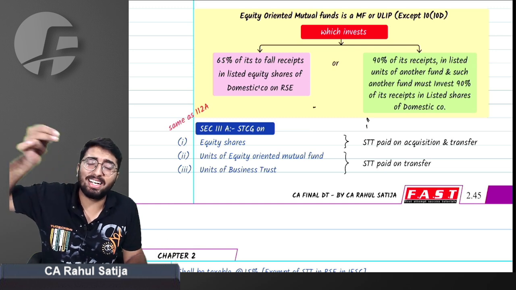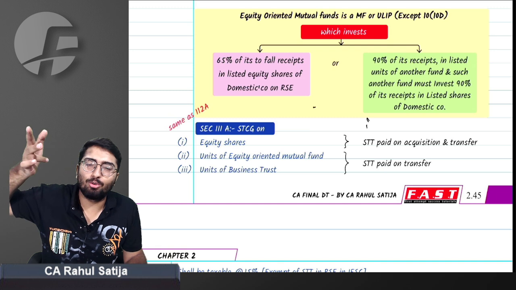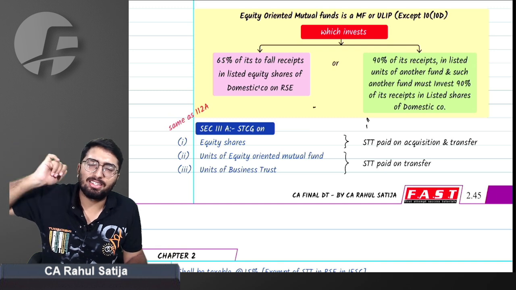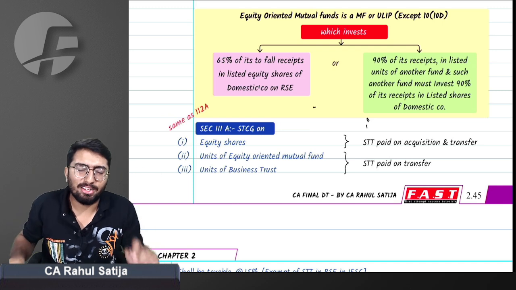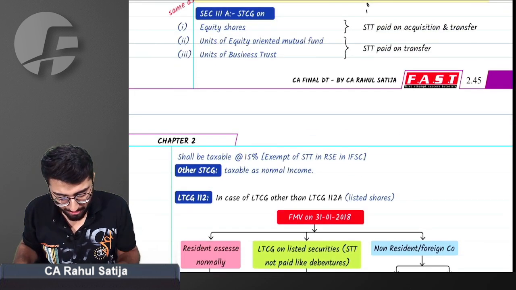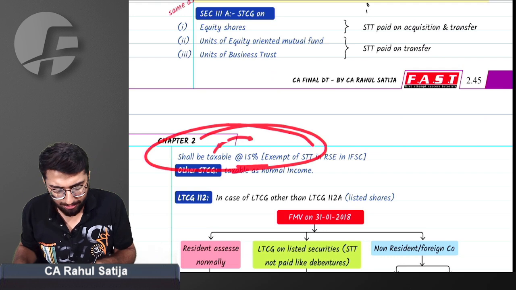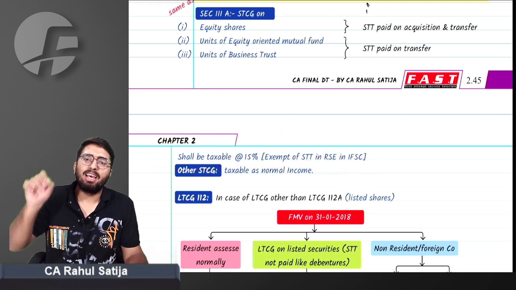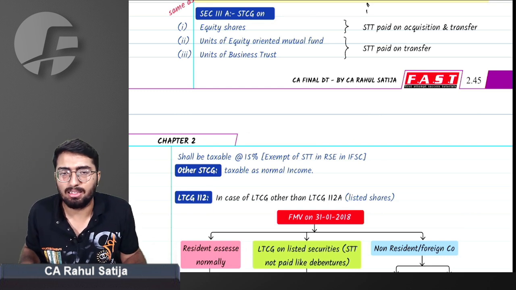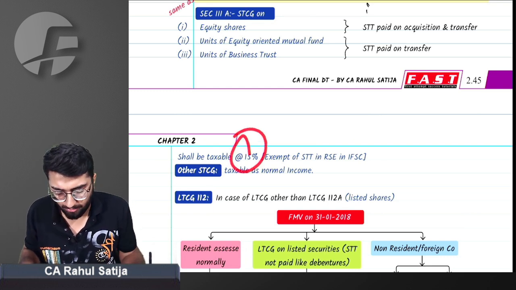If the period of holding is long term, then capital gain under section 112A will apply. But if the period of holding is short term, then capital gain under section 111A will apply and will be taxable at the rate of 15%. But even if STT is not paid on a recognized stock exchange in IFSC, in that case the lower tax rate will still be available.